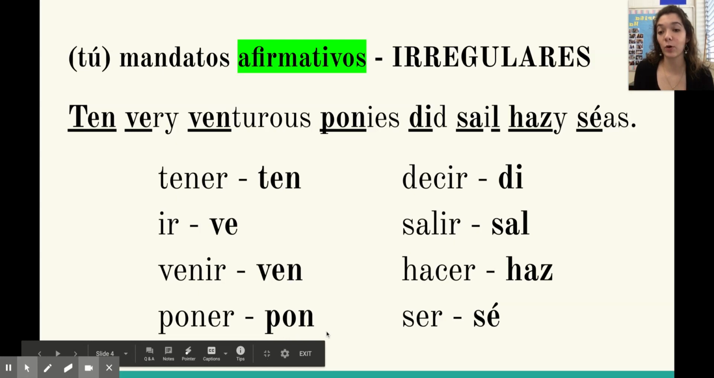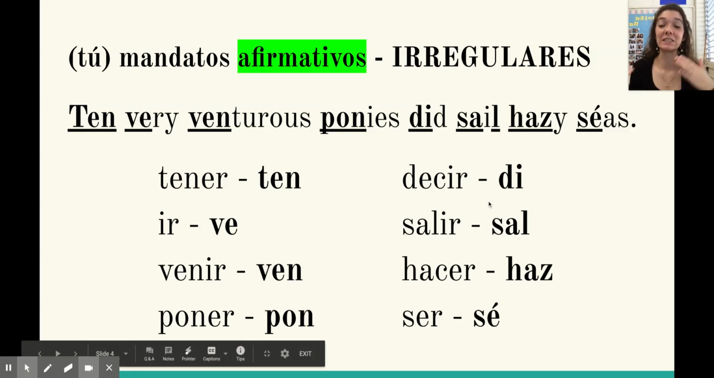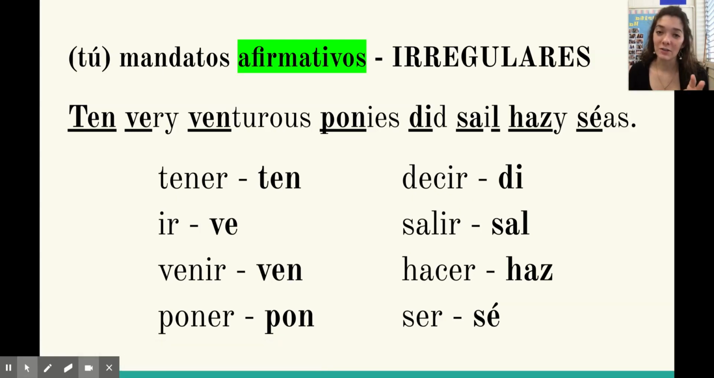Poner, from poner, put that thing there. Put that thing back where it came from, or so help me. Anybody want to think? Okay, decir, over here. Di, okay, di, or decir. Tell. This is where, kind of, you're going to learn later.